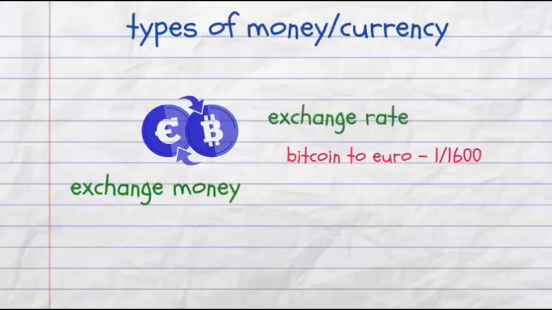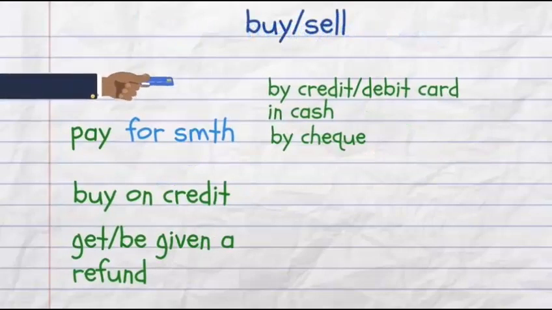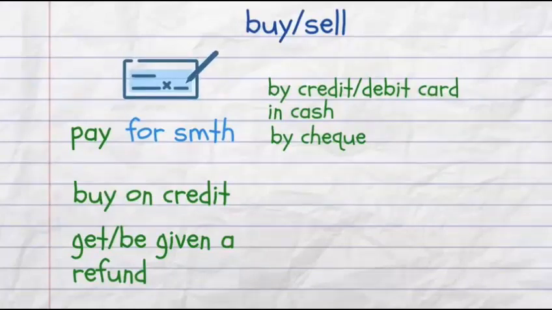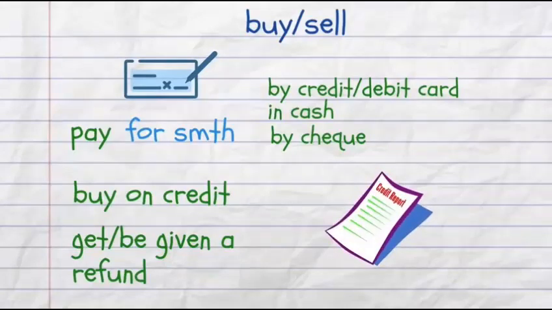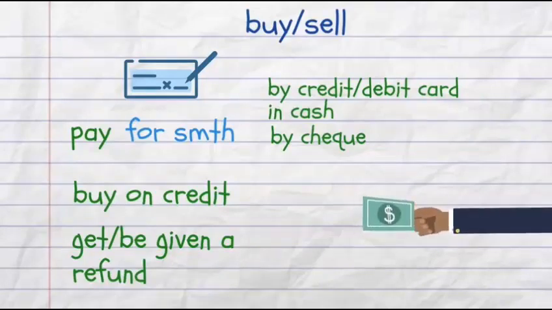And you can exchange money or exchange currencies at a certain exchange rate. For example, the exchange rate of Bitcoin to Euro is 1,600 Euro per Bitcoin. So you can pay for something by credit or debit card, in cash or by check. And if you don't have enough money, you can buy on credit, and if the goods you bought are faulty, you can get a refund or be given a refund.